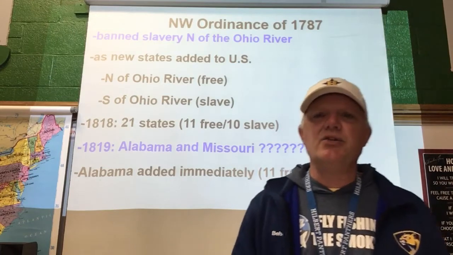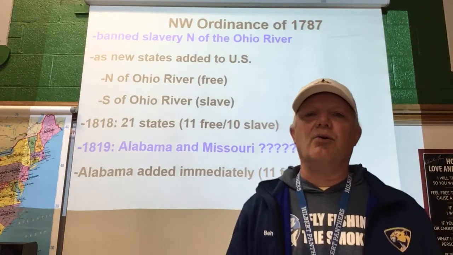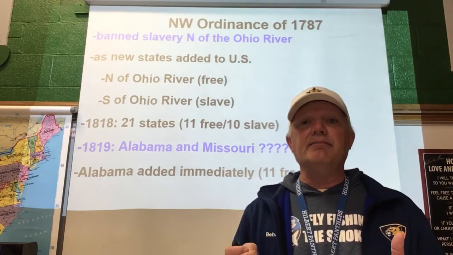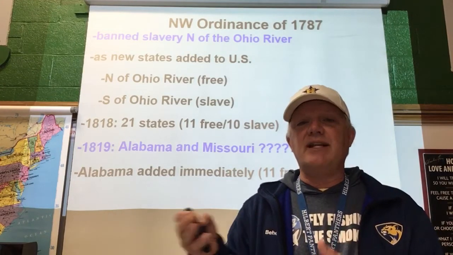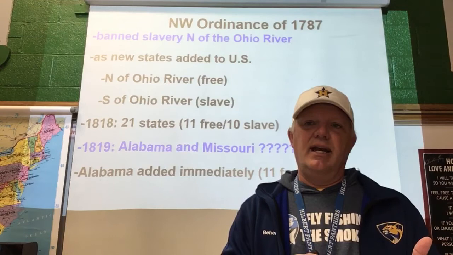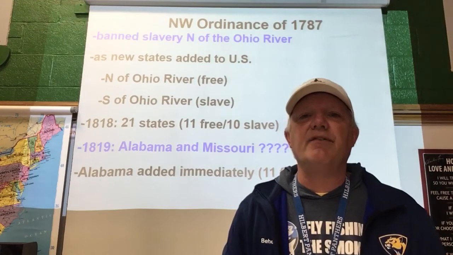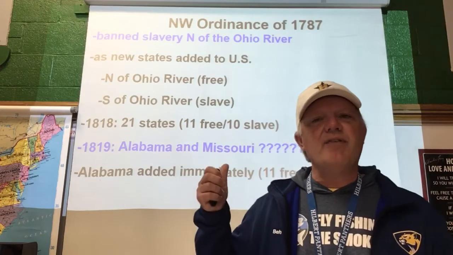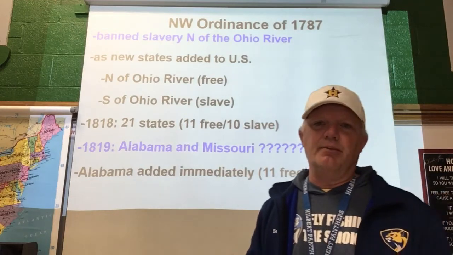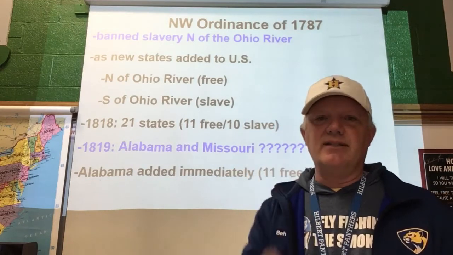What they wanted to do is keep the balance of power equal in the Senate. By that I mean they wanted to keep the same number of free states as slave states. And in 1818 you had 11 free states and 10 slave states. But then you have Alabama and Missouri coming along. They want to be states.